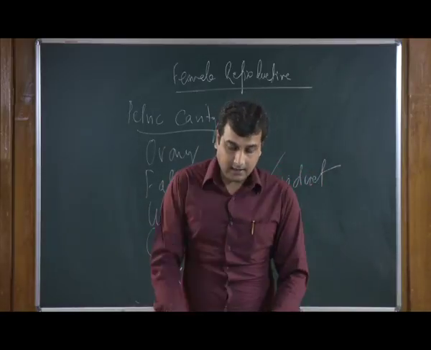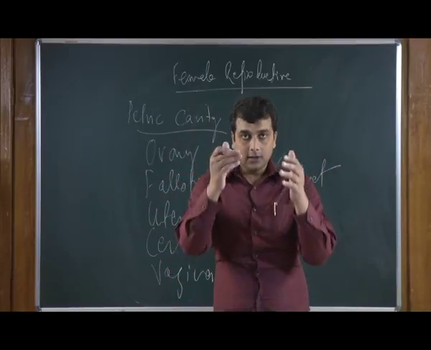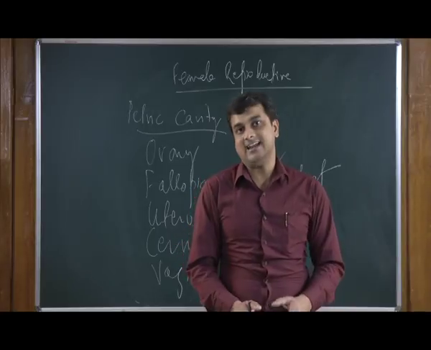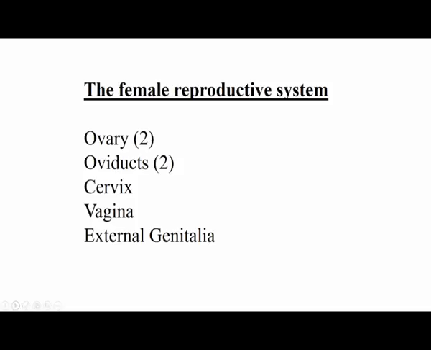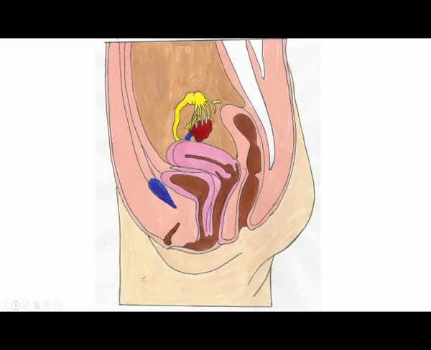So, let us see all this organ system in slide form. If we go to the slide, we have the ovary, two in number. We have the oviduct, because both the ovaries are coming from both sides. So, there are two ovaries and then two oviducts that continue into the cervix. The cervix continues to the vagina, and then there is an external genitalia. So, here is the schematic representation of the female reproductive system.